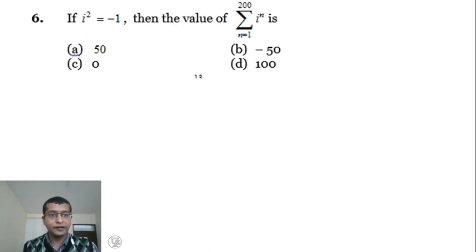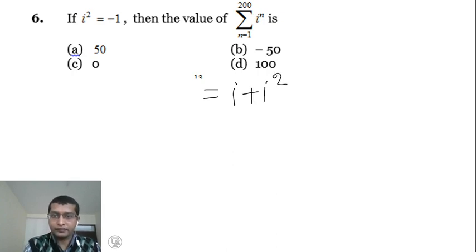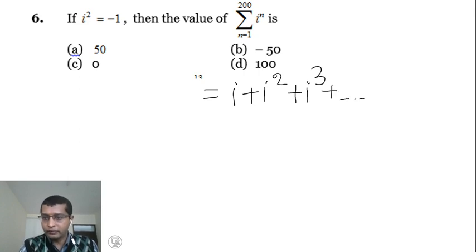Then we'll move to our next example. It is given that i equal to root of minus 1, otherwise i square equal to minus 1. Then the value of summation n takes the value from 1 to 200 i raised to n is. So this can be written as, I take n equal to 1, I expand first. Taking n equal to 1 means we get i raised to 1. Next we take n equal to 2, we get i square. So next number we get 3, like that, and so on. So last term we are going to get as i raised to 200.